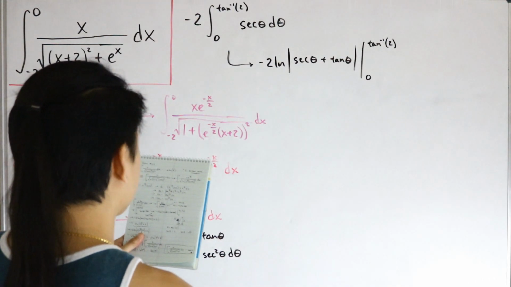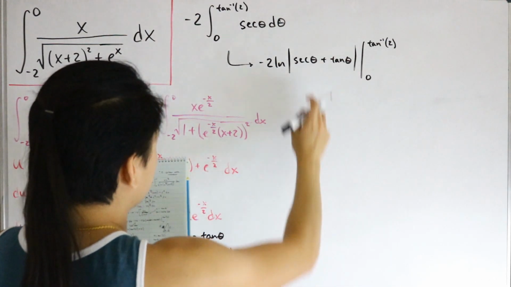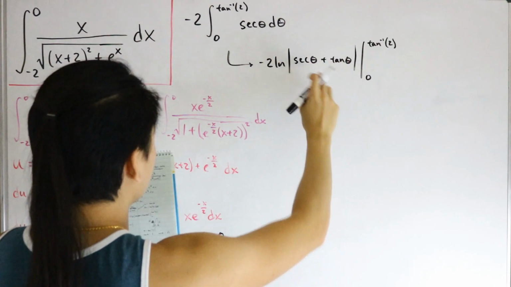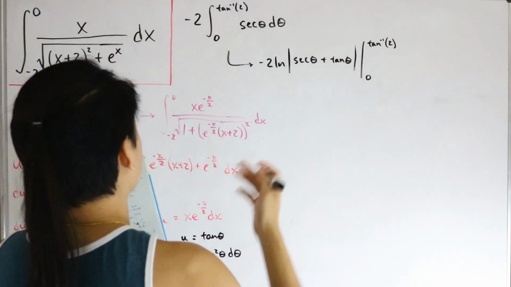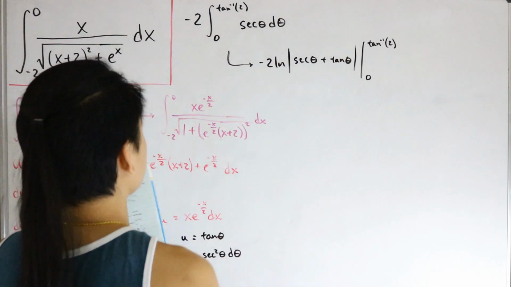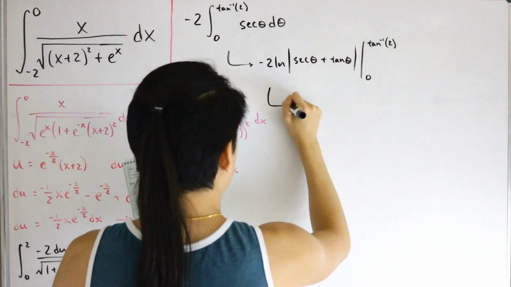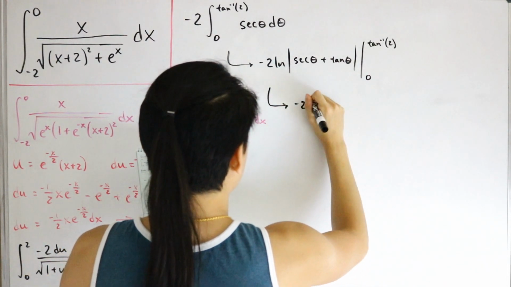Okay, pretty straightforward. If I just plug in 0, then this is just going to disappear to 0, since 1 over cosine 0, in other words secant 0, is going to be 1. Then tangent theta is just going to be 0. Then ln of 1 is 0, so that's out of the way.